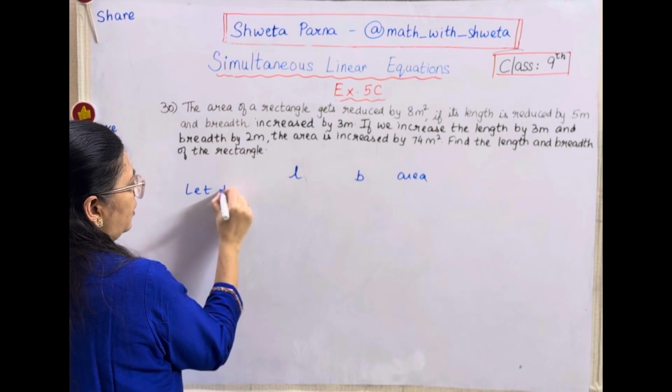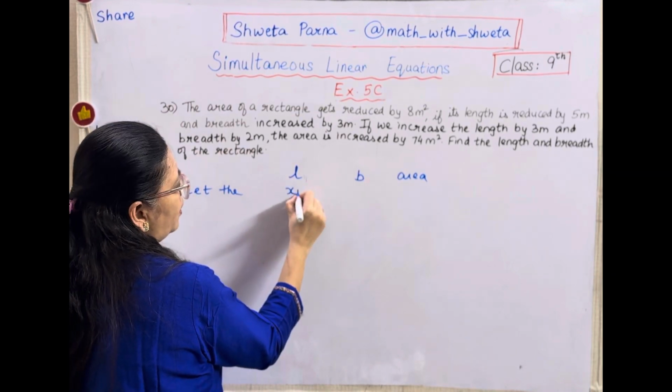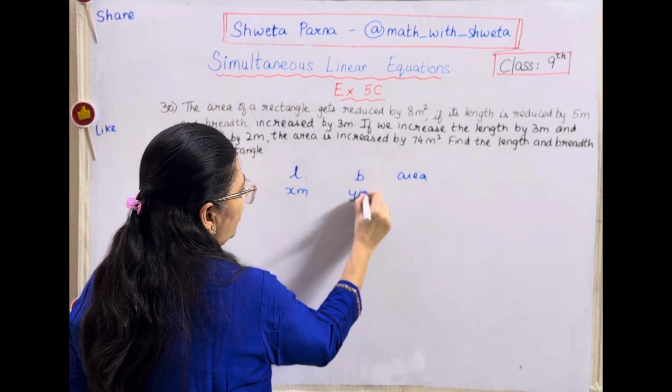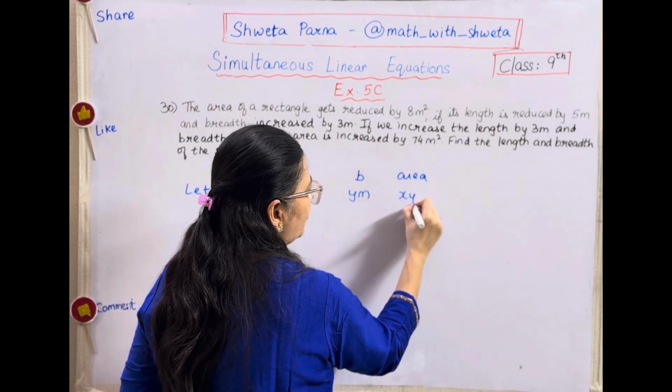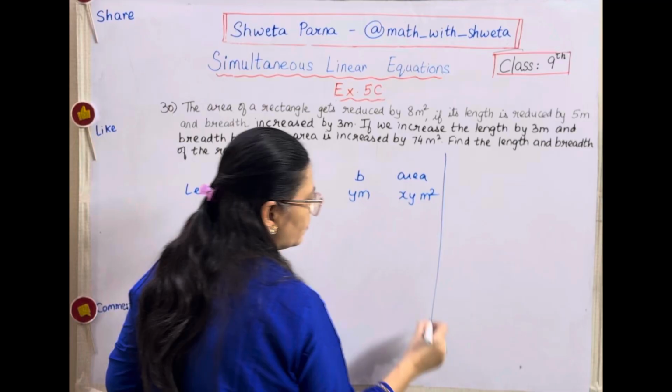Let the length be x meter, breadth be y meter. So what is the area for this? It would be length into breadth, which is xy meter square.